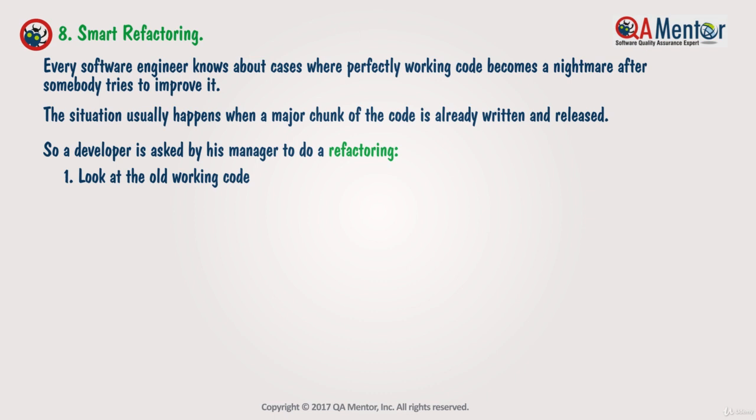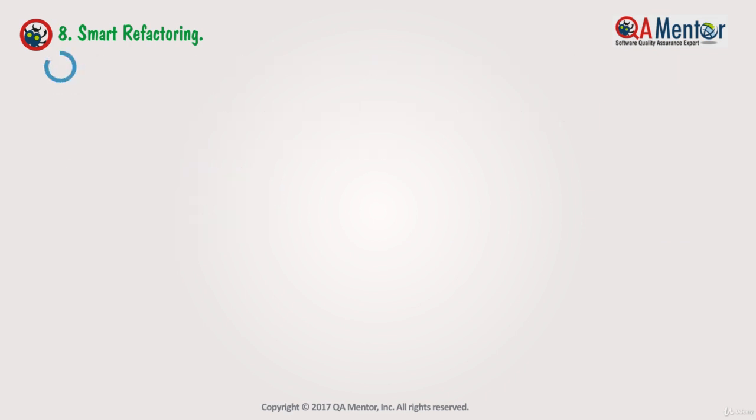1. Look at the old working code. 2. Find room for improvements. And 3. Implement those improvements. And here comes the pain.